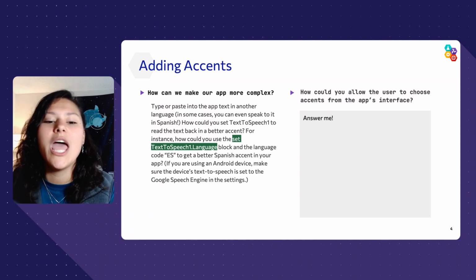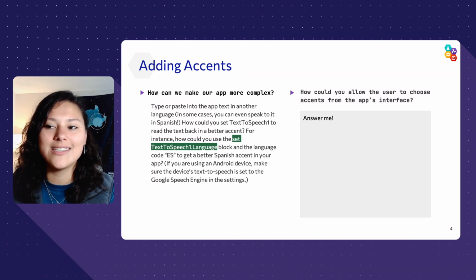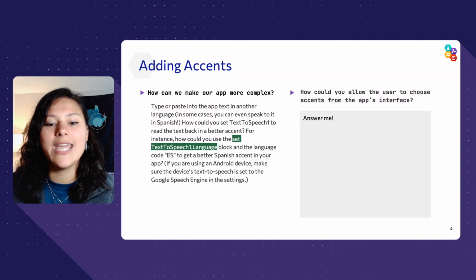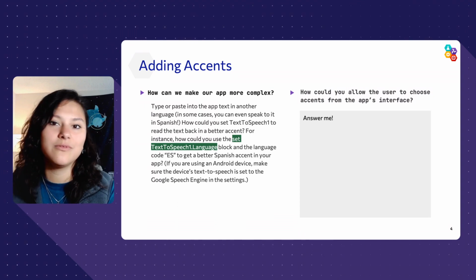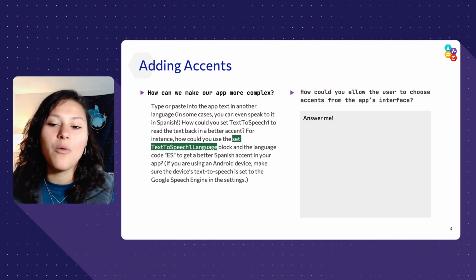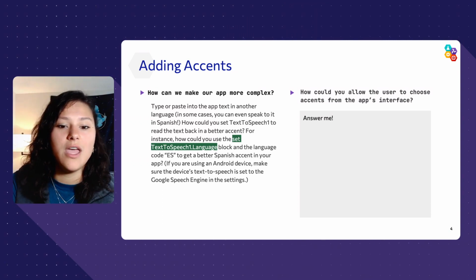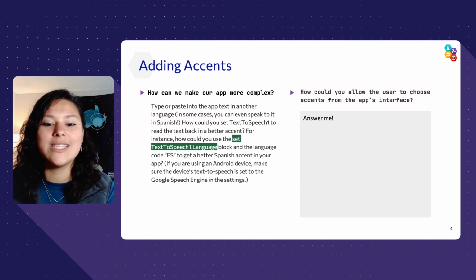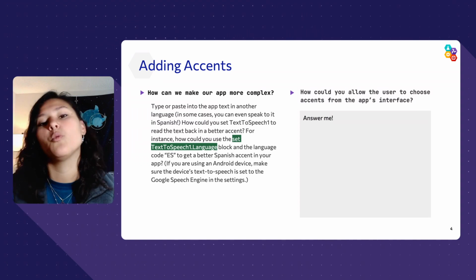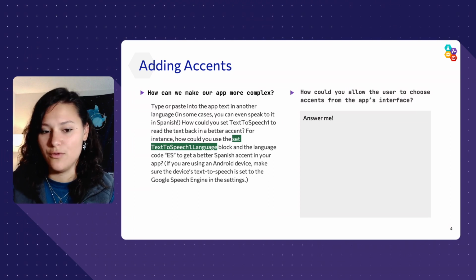such as Spanish. And so you can add these accents so that the pronunciation sounds right. You can type or paste into the app text in another language. For example, if you know Spanish, if you know French, maybe even Mandarin, whatever language is easiest for you. And then you can figure out how to set text to speech to read back the text in an accent that's more natural to that language that you're now using.